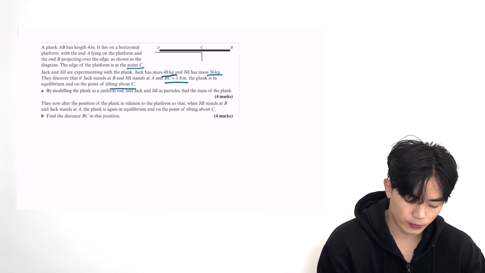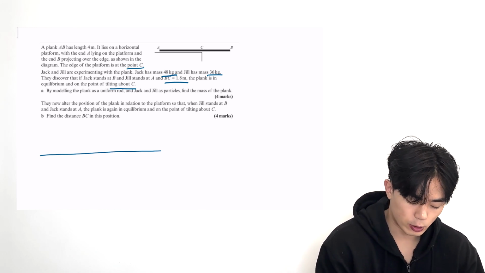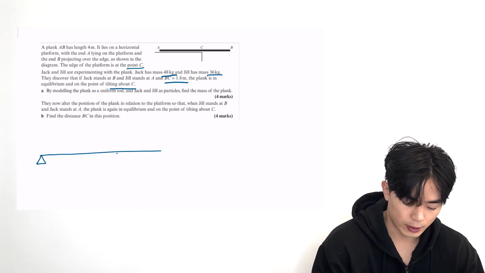So let's go back to drawing it like this. As you can see, we need to identify some pivots. So the pivots in this situation are going to be at A and C, like here. So A and C.